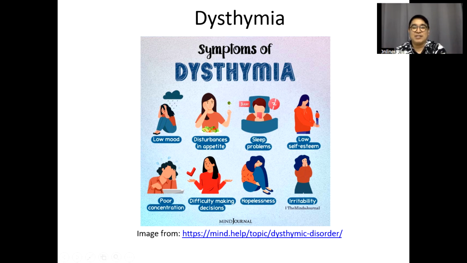Next, dysthymia is persistent depressive disorder, or it's also known as chronic depression. Depression usually lasts for 2 years in a patient with dysthymia. So you have to assess them for their potential risk for suicide. And that's important for you to remember. So dysthymia is chronic depression.